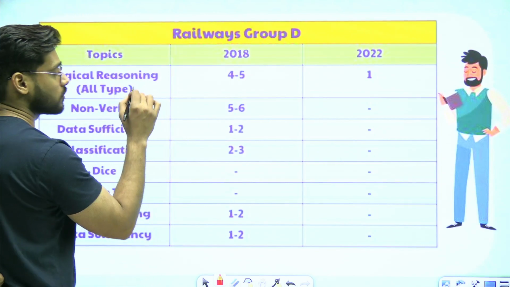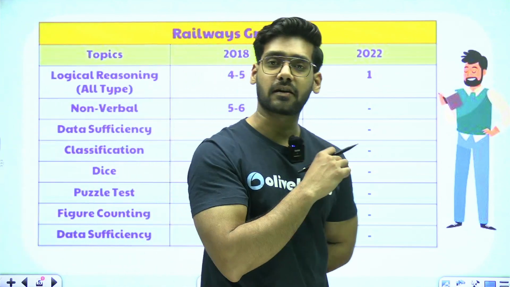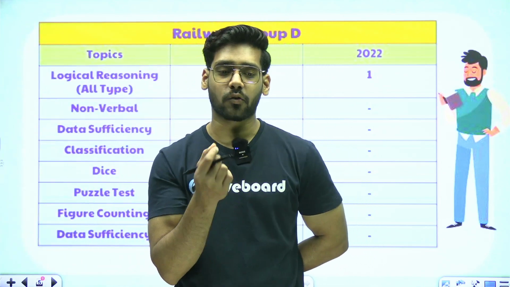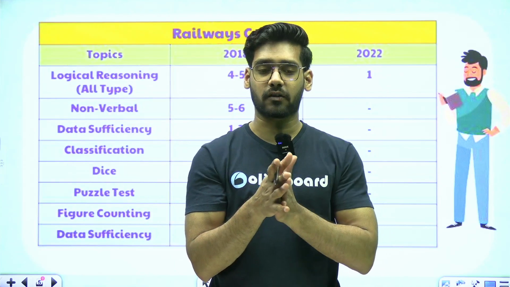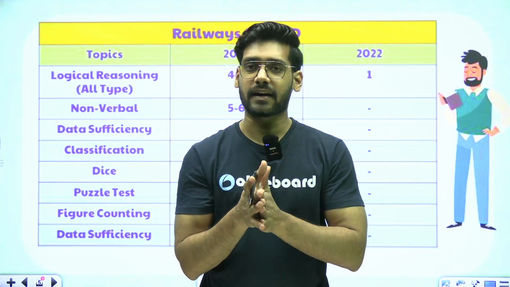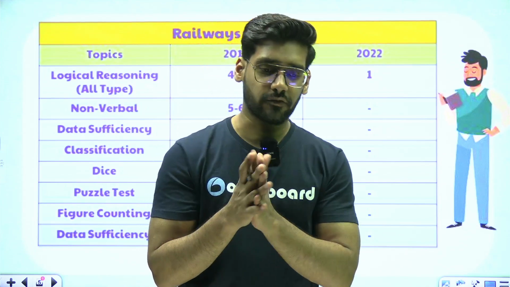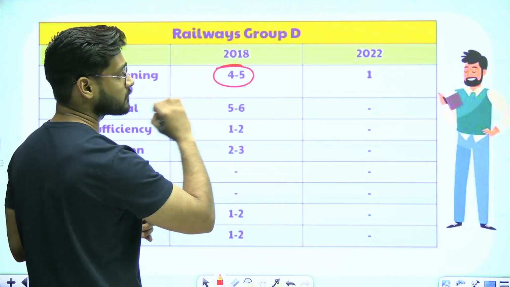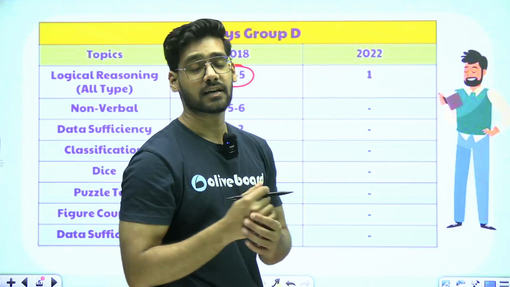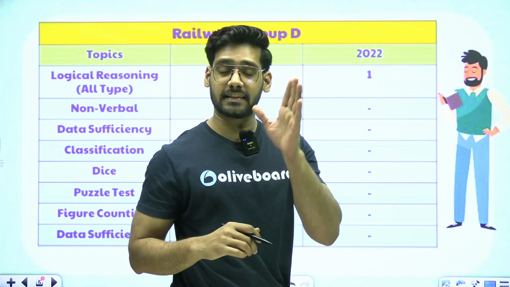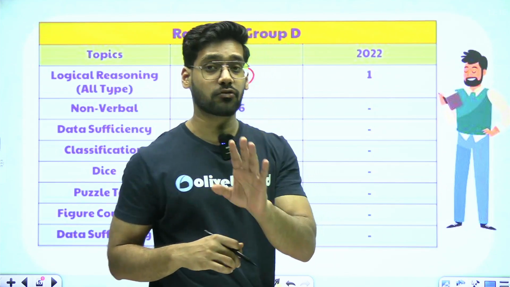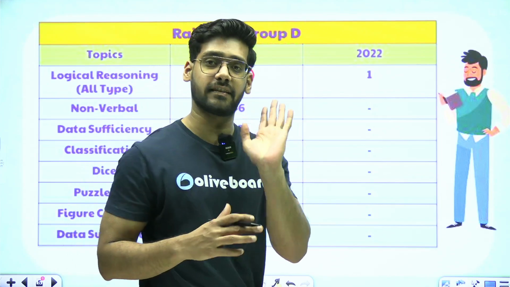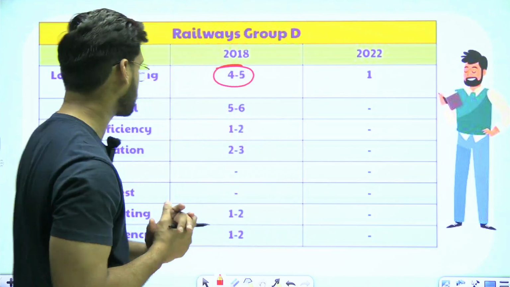Logical reasoning includes the statement-based chapters like statement conclusion, statement argument, cause of effect, course of action, cause and effect, and statement assumption. Such kinds of chapters are being asked. So the weightage in 2018 was 4 to 5 marks, but in 2022 only one question was asked. You can expect in this year's examination around 3 to 4 questions. 3 questions you can easily expect, 2 to 3 questions you can easily expect.